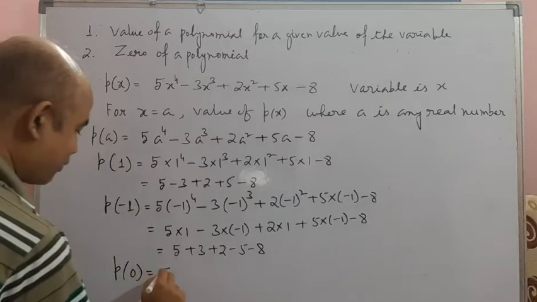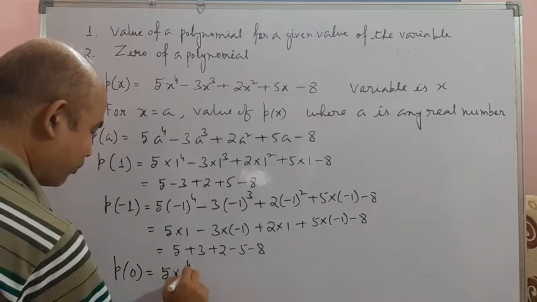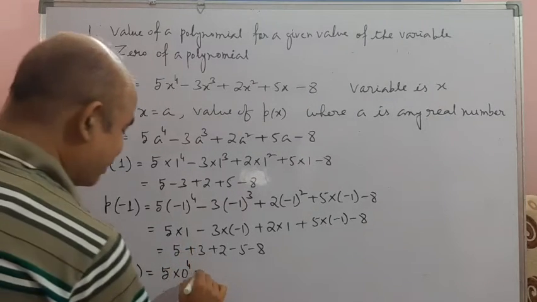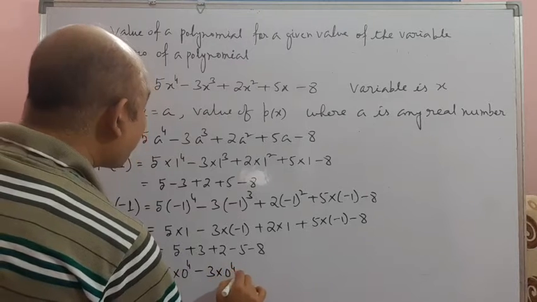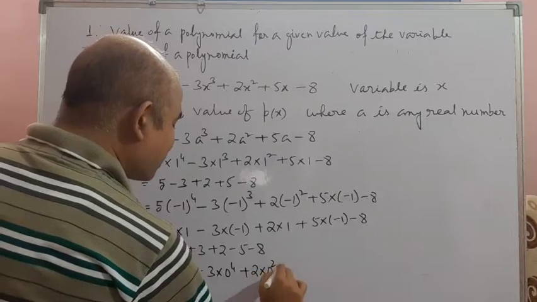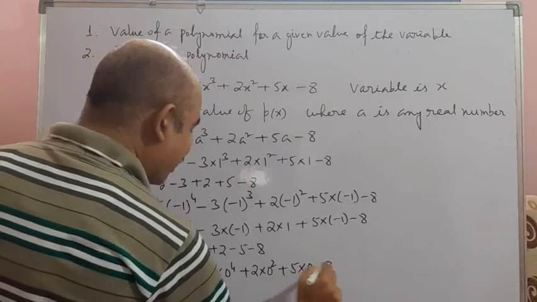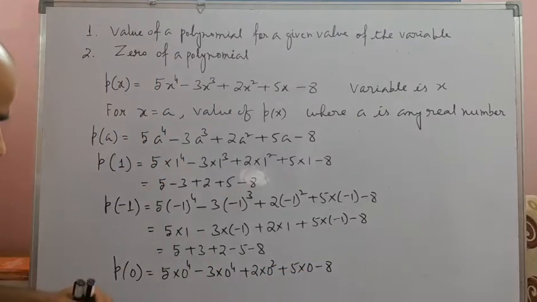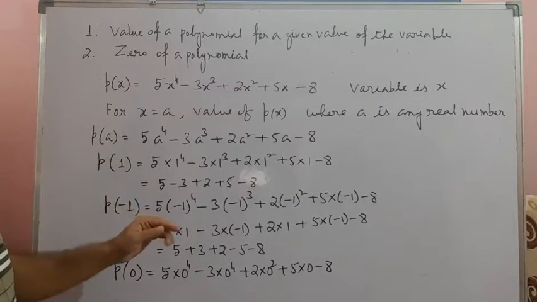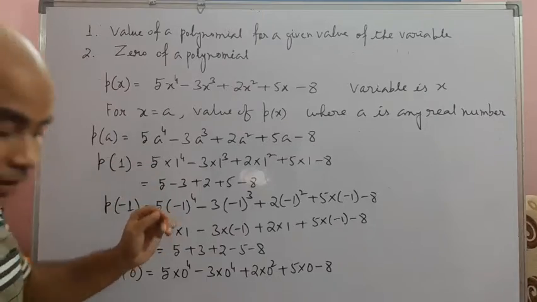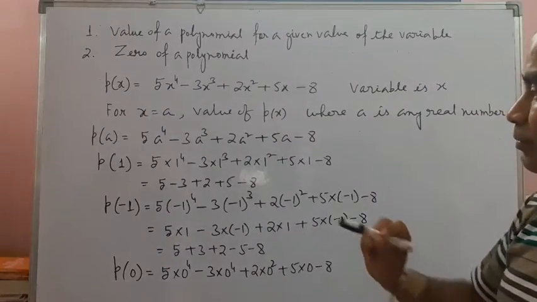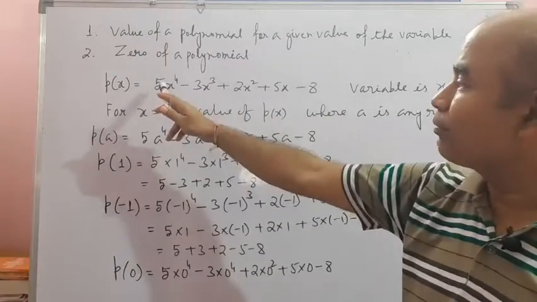Then 5 into 0 to the power 4. 0 to the power 4 is 0, and anything into 0 is 0 only. Minus 3 into 0 to the power 4 plus 2 into 0 to the power 2 plus 5 into 0 minus 8. Okay, so now you see, in place of x when I write 1, in place of x when I write minus 1, in place of x when I write 0, then some interesting result also you will get.